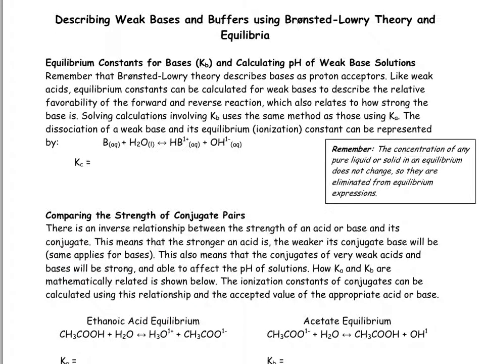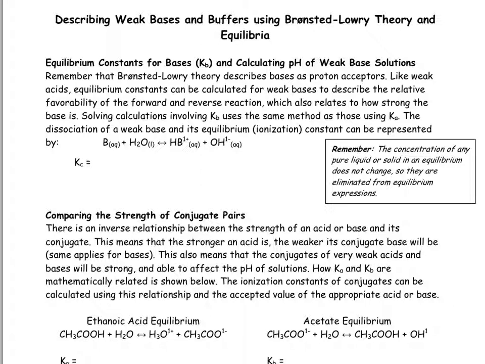Remember that Bronsted-Lowry theory describes bases as proton acceptors. Like weak acids, equilibrium constants can be calculated for weak bases to describe the relative favorability of the forward and reverse reaction, which also relates to how strong the base is. Solving calculations involving Kb's uses the same method as those using Ka's.